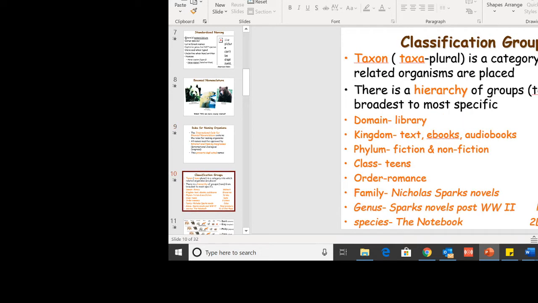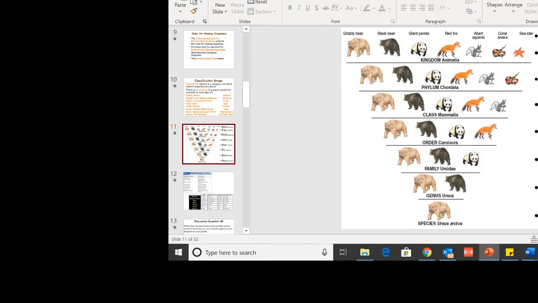One thing to note is when you classify things in different groupings, you get more specific as you go down. We have domain, kingdom, phylum, class, order, family, genus, species, right? If you talk about the kingdom Animalia, well, a sea star or a starfish and a black bear are both animals, but obviously they don't share a lot in common.